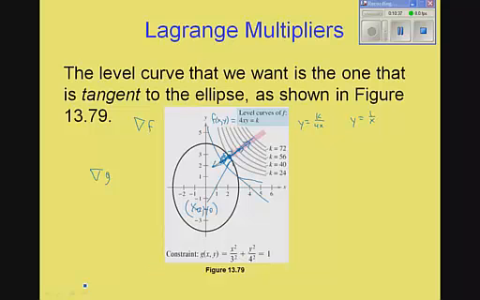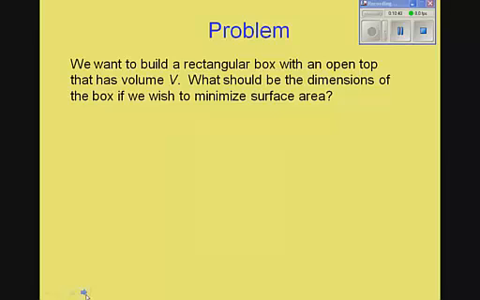Let's do it. I'd love to. We wish to build a rectangular box with an open top that has volume V. What should be the dimensions of the box if we wish to minimize surface area? Okay. So, here's the game. Our objective function is S equals, well, let's call this f of x, y, z. That's going to be what I call f. And so it's xy plus 2xz plus 2yz.